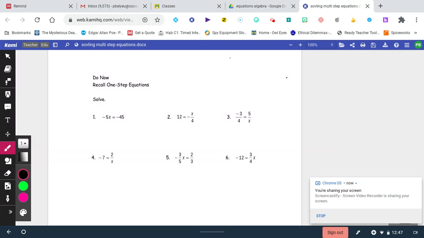And then I'm going to get into some that have, excuse me, guys. I'm going to get into some that have fractions in them, and I'm going to show you how to get rid of those fractions, okay? Let me turn this sound off.